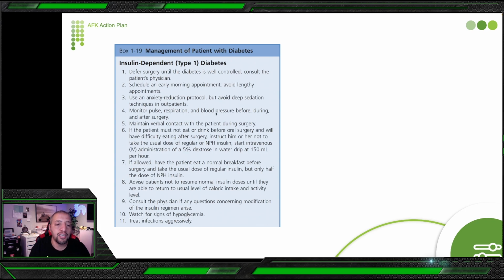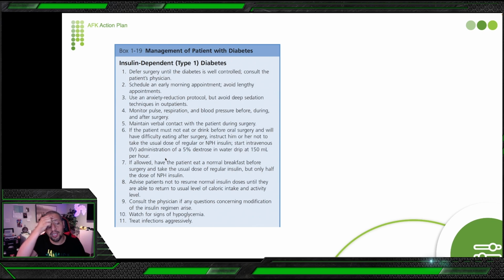Monitor pulse, respiration, and blood pressure before, during, and after surgery. Maintain verbal contact. If patient must not eat or drink, and this is important, before oral surgery and will have difficulty eating after surgery, instruct him or her not to take the usual dose of regular insulin. Start intravenous infusion of 5% dextrose in water drip at 150 milliliter per hour.